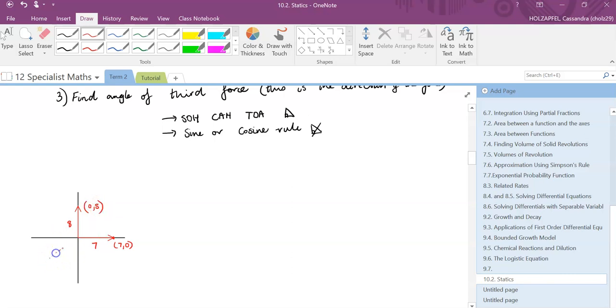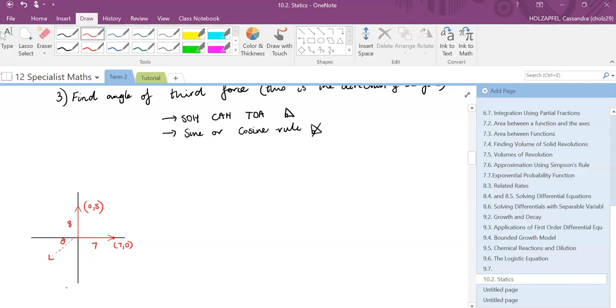Lastly, we have this third force, and I don't exactly know where this third force is just yet. I know that this is going to come down off this angle here, and I know that when I add these three vectors together, it's going to be equal to 0. So there's a couple of different ways that we could do this.